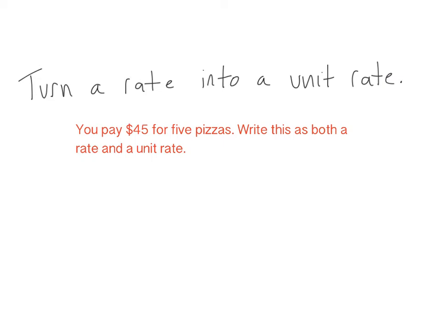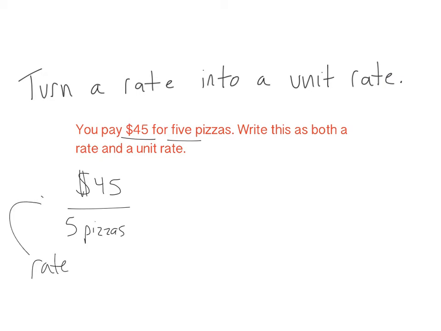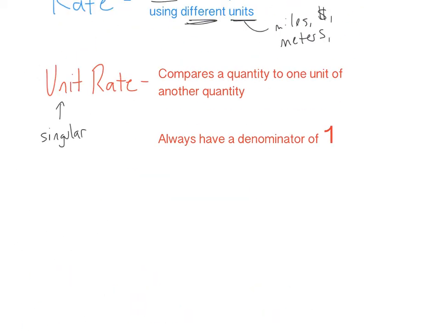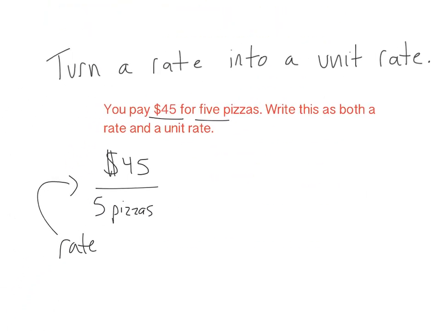Okay, so as a rate, we're going to just start with the information we were given. $45 for 5 pizzas. That's going to be the rate written with its units, $45 for 5 pizzas. That is the rate. But to do the unit rate, again, go back to our definition, has a denominator of 1. So it's going to be the same as this, just a denominator of 1. Okay, so it's an equivalent ratio or equivalent rate.